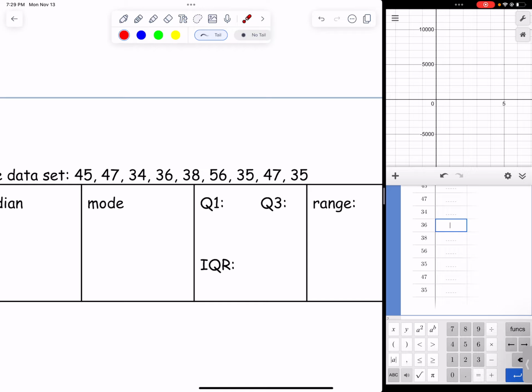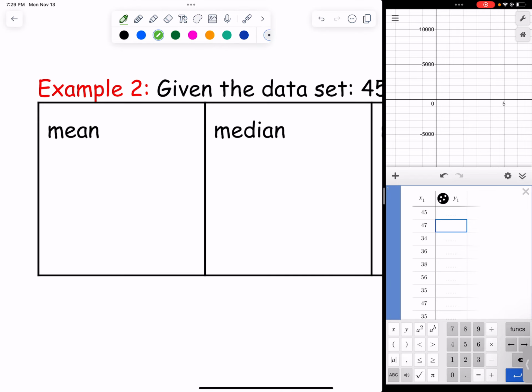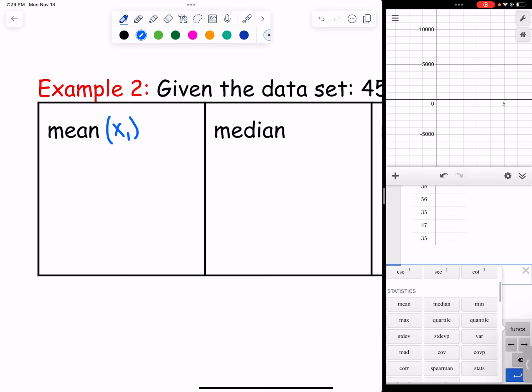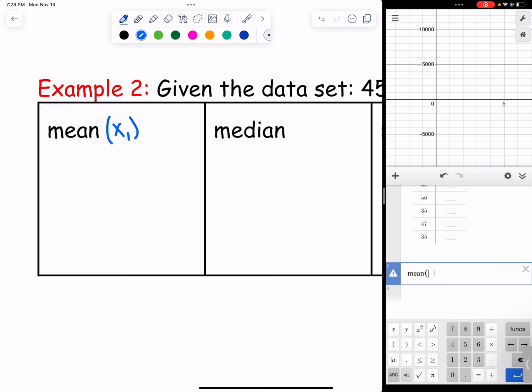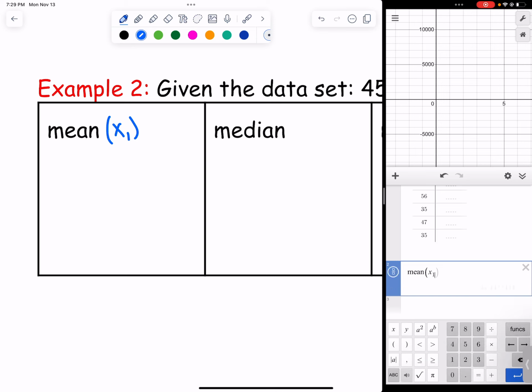So now notice it's under X sub 1. So you just need to put that in Desmos. You want to type in the mean and tell it mean of X sub 1 because that's what you need the mean of. So I'm going to go to functions and I'm going to go down to statistics and I'm going to put mean, and then it's asking me what do I want the mean of, and I have to type that in there. So that would be 41.4 repeating.